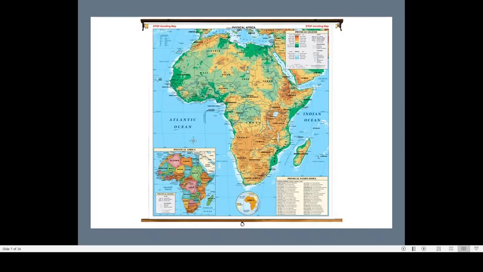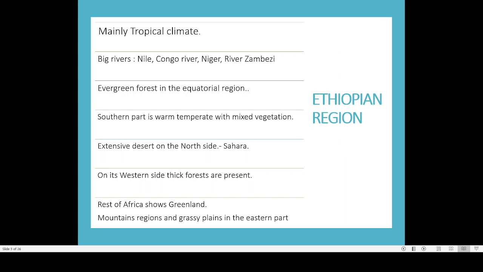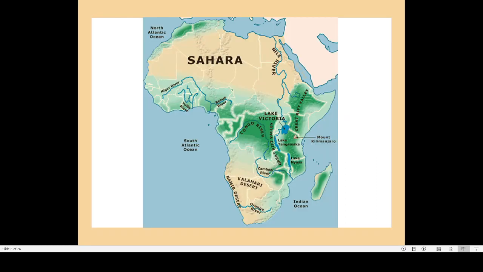So the Sahara desert is present on the northern side, and on its western side thick forests are present. Here, this is the western side. All these regions which are green or partially green in color are actually forest region. So this is the equatorial region, and here in the Congo region we can find very dense forests.